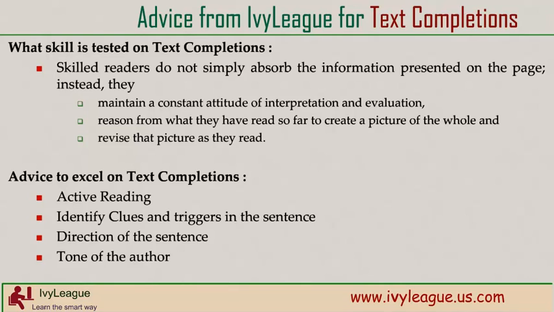Direction of the sentence. The triggers in a sentence give us an idea about the direction a sentence is taking in a certain part. Tone of the author. Keep an eye on whether the author of the sentence is positive, negative or neutral about an issue, thing or a person in the sentence.